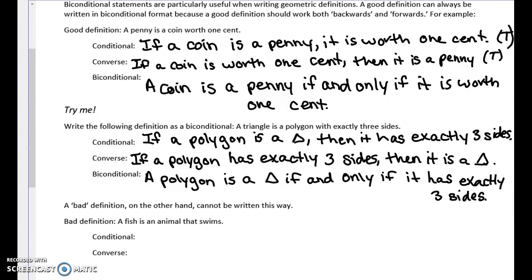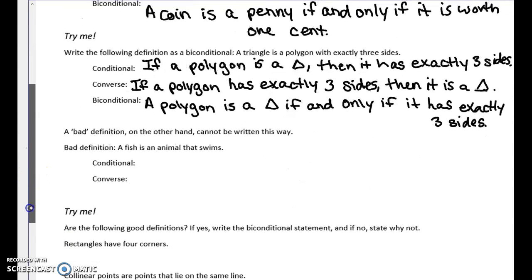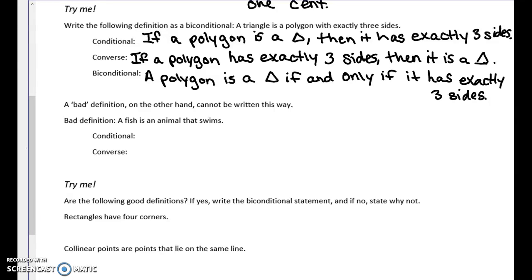All right, so we've looked at how it can work for a good definition, but trying to write a biconditional statement can also sniff out a bad definition. So for example, a fish is an animal that swims. So let's write that as a conditional statement and then flip it for the converse.